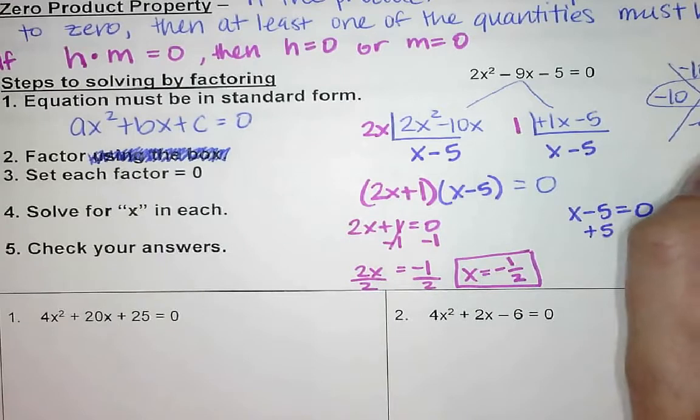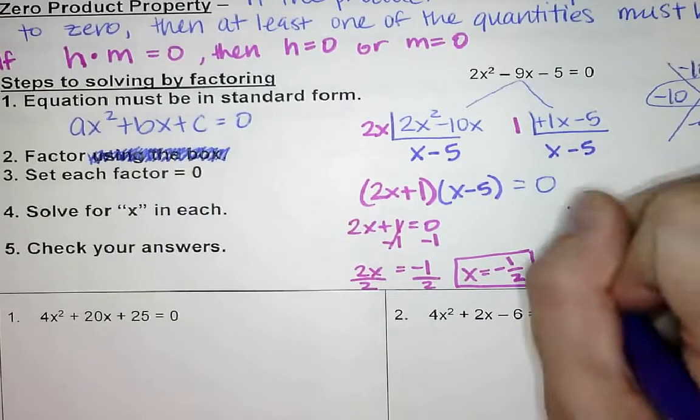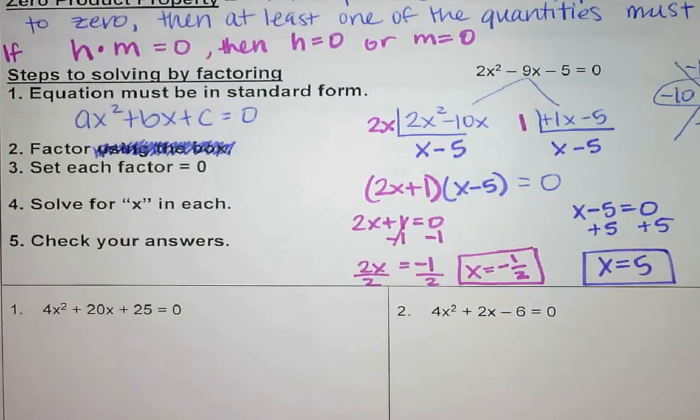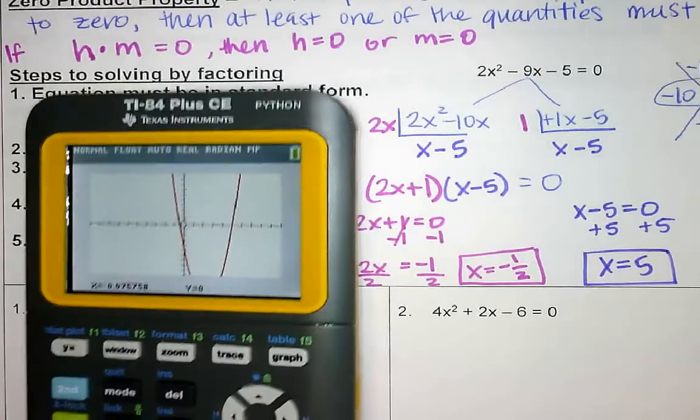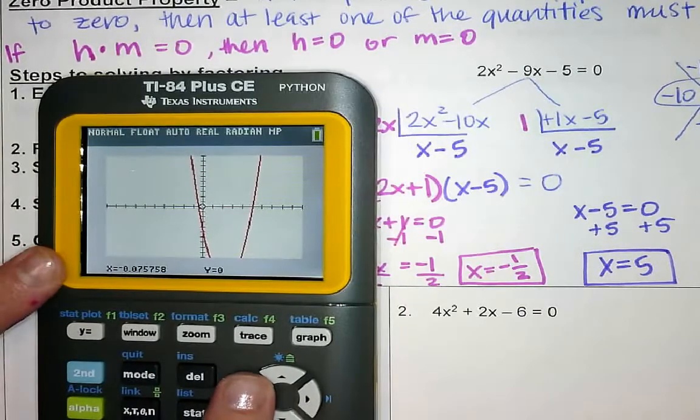So guys, and remember, when we graphed this, we can check our answers. So we solve for x. Now we can check. Does my solution look like it's about at -1/2 and +5? Are those my two x-intercepts?